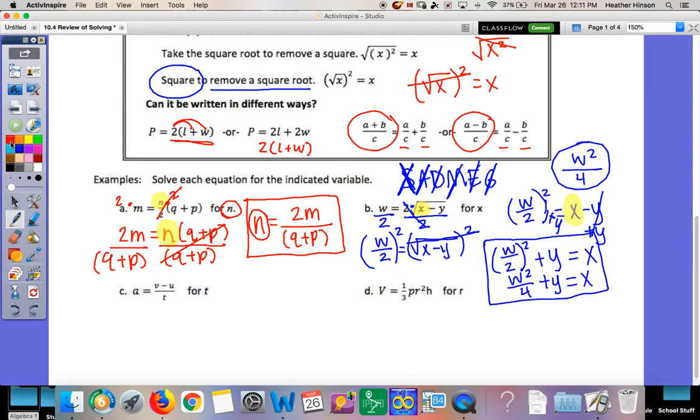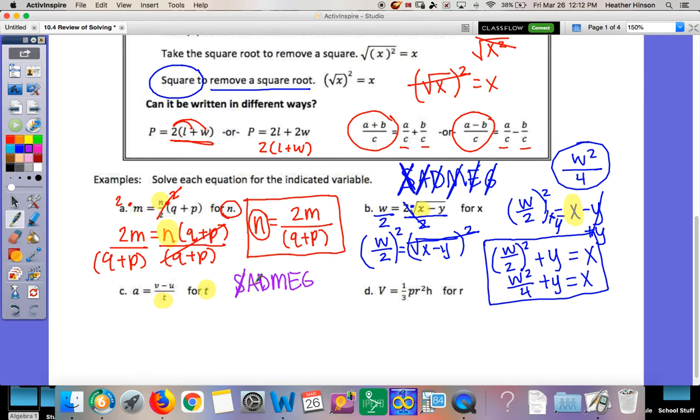Okay, what about C? So for C, we have a equals v minus u over t, and we want to solve for t, so this bottom number. So let's see what we can do. We have SAD MEG. So do we see subtraction? Yes, but again, it is grouped at the top. We can't do that group yet. That's the very last symbol. The very last letter. So we can't do grouping just yet. So skip that for now.